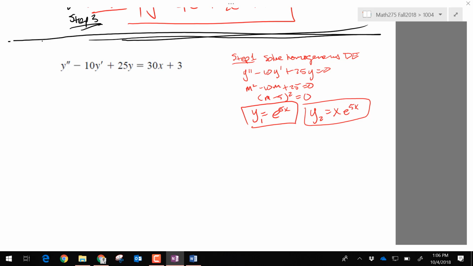Yeah. So the idea here now for step 2, find y sub p, and we're going to guess first. And I'll change your letters a little bit, Edgar, but it doesn't matter. Bx plus c, ax plus b, whatever. So why did you guess this?